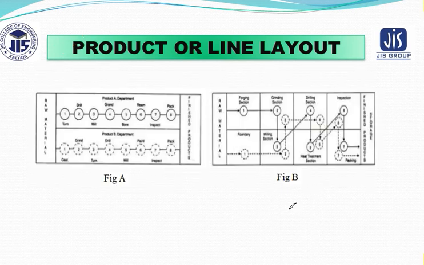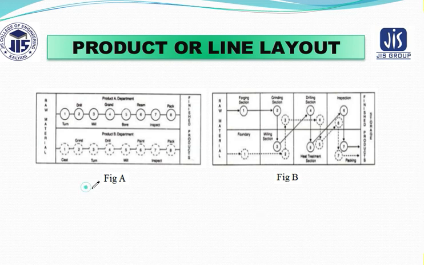So just have a look at product layout or line layout. I told you either they have to make a separate chamber, or, as in cellular manufacturing, you have seen that lots of machines have been set for different groups, and the process can occur in any sequence.